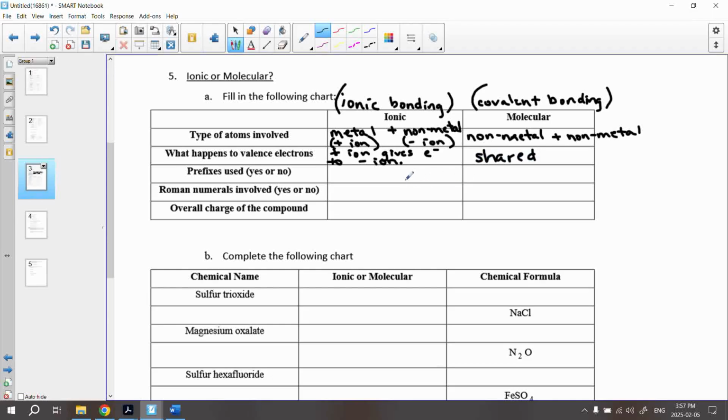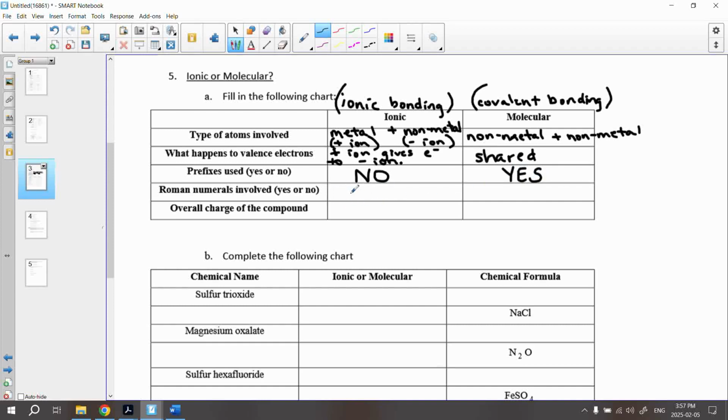Whereas in covalent bonding, which results in a molecular compound, the electrons are shared between two atoms. In ionic compounds, we never ever use prefixes. No mono, no di, no tri, none of that. But in molecular, yes we do.